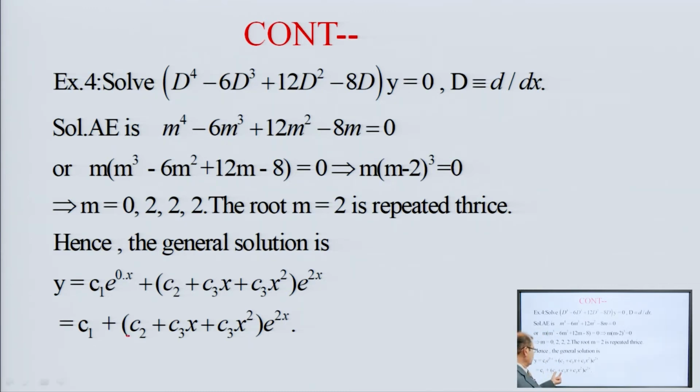C1 plus C2 plus C3x plus, it is C2, it is not C3, it is C2, C3 and it is C4, x square. It is not C3, but it is C4, because it is of the fourth order, means we have 4 arbitrary constants.